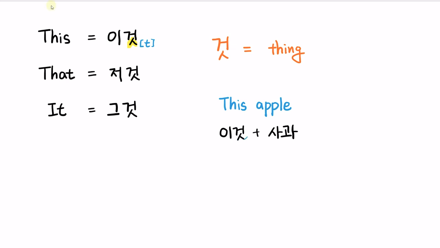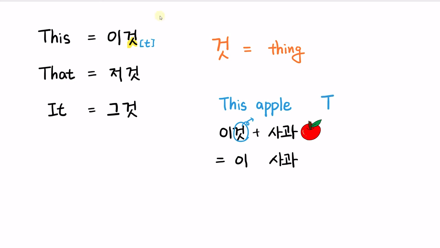것 has the meaning of a thing. We are replacing it: this one disappears and is replaced by 사과. So that's why it becomes 이 사과. And guys, don't forget that there is a space in between, okay? 이 사과.